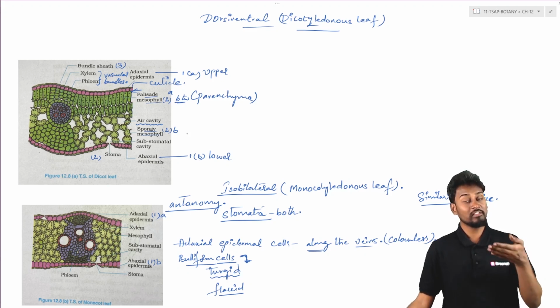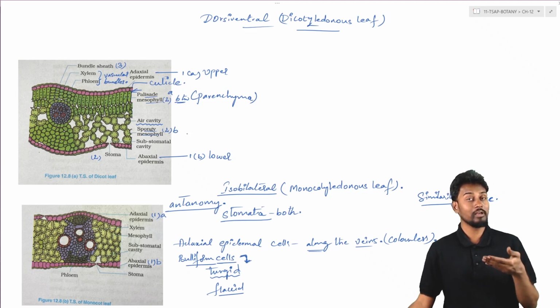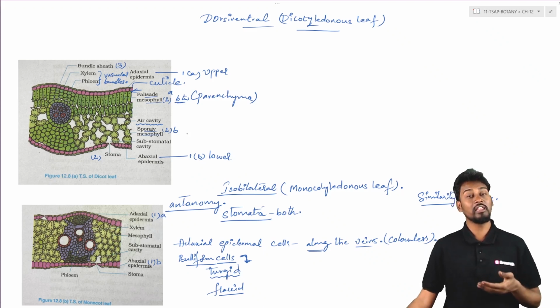So first let's learn about palisade mesophyll, which are the mesophyll layers of multiple layers which are generally present on the inner side of the upper epidermal layer. This mesophyll layer below the upper epidermal layer, we call the palisade mesophyll layer.